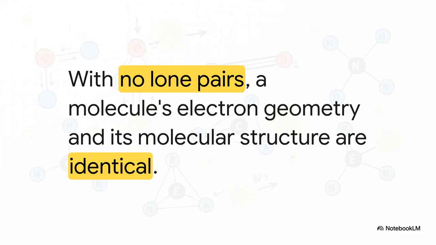Now, the simplest case is when a molecule has no lone pairs hanging around. Take methane, CH4, for example. The carbon in the middle has 4 electron regions, and they're all bonds to hydrogen atoms, so its electron pair geometry is tetrahedral.